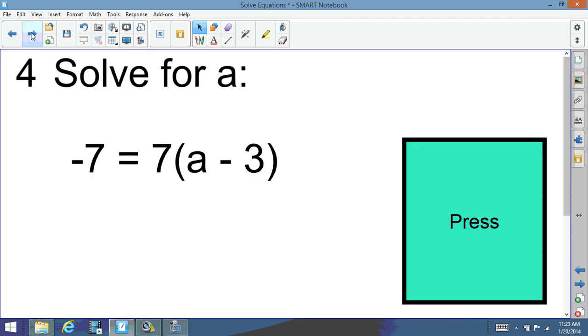So here's a question for you to try. I notice we have to solve for a. Negative 7 equals 7 times a minus 3. So since we have to multiply by 7, why don't you try that little trick I said? Instead of multiplying both sides by 7, divide by 7. See if you can come up with a. I'll give you a couple seconds.